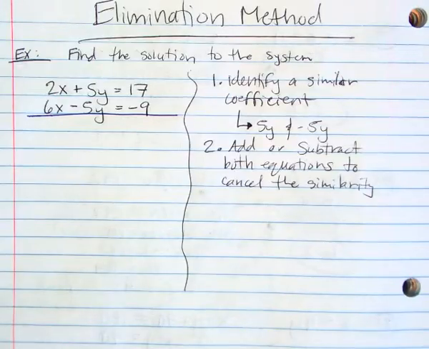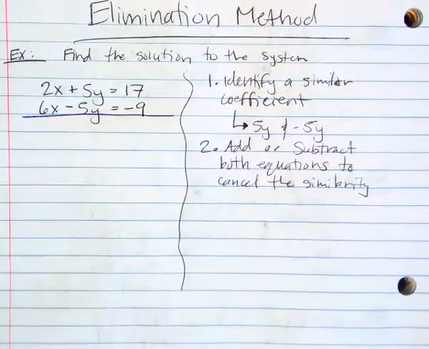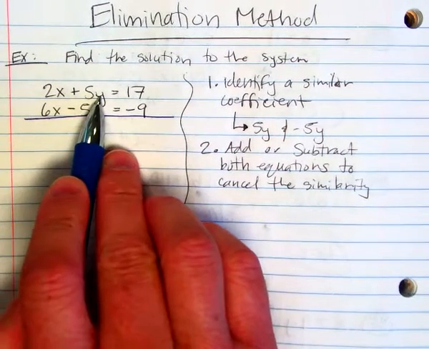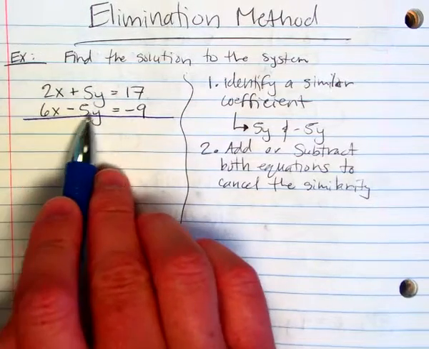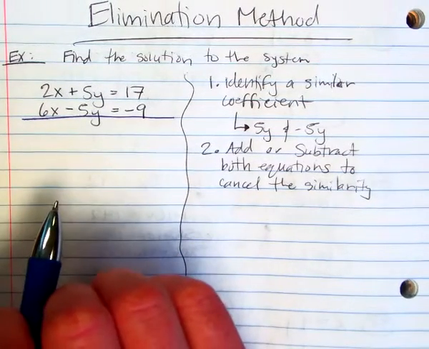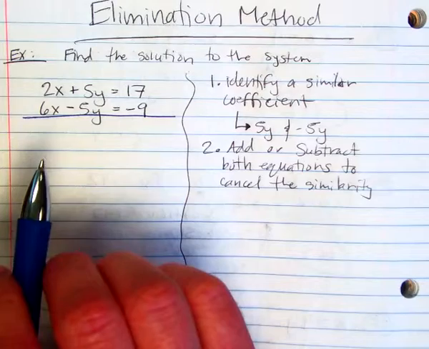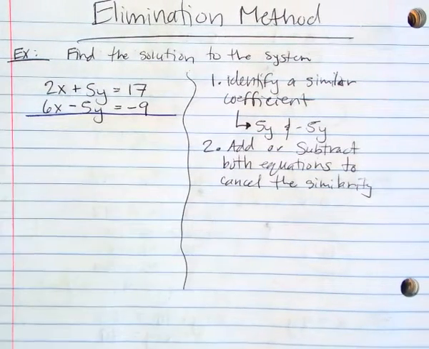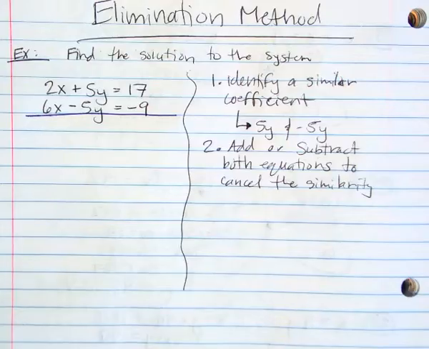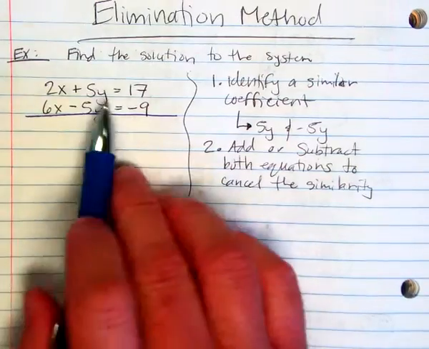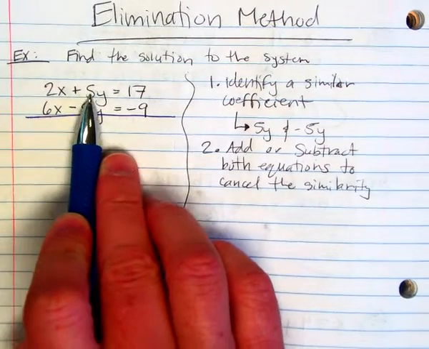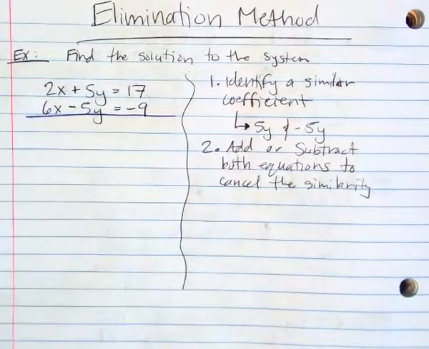But you have to ask yourself this question. It says here add or subtract, so stop and think about it. If I do 5y plus negative 5y, is that going to give me 0? Or is 5y minus negative 5y going to give me 0? I need something that's going to cancel completely. It's going to make 0. So should I add them? This plus this makes 0? Or subtract them? This minus this makes 0.